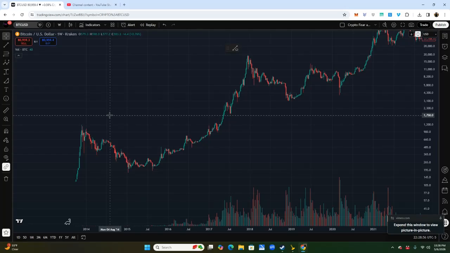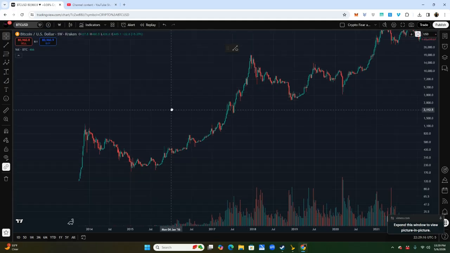Hey everybody. In this video I'm going to talk about how to predict the tops and the bottoms on Bitcoin using a couple of factors, and it's worked so far. So let's get into it. I have the Bitcoin chart here on TradingView, on the weekly time frame.